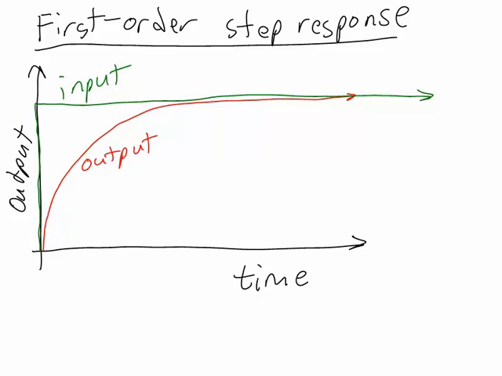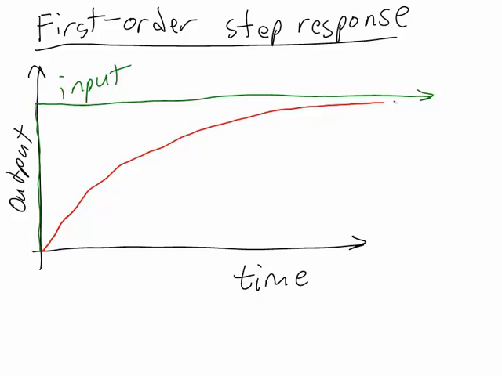Now, besides the fact that the step responses all look similar, there's a second surprising similarity in the responses between all of these first-order systems. In order to help you see what this interesting similarity is, I'm going to redraw this output a little bit differently. I'm going to give it a more pronounced, obvious, easy to see slope at the beginning.